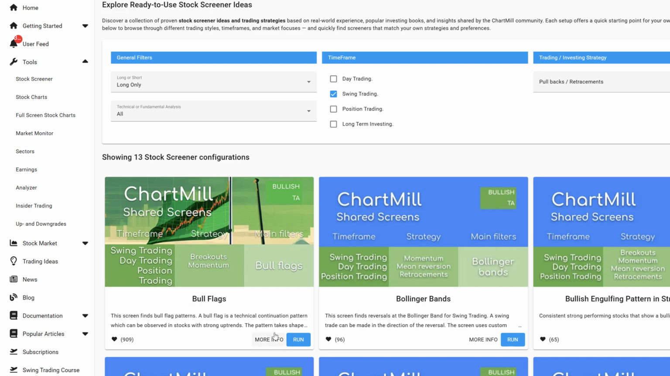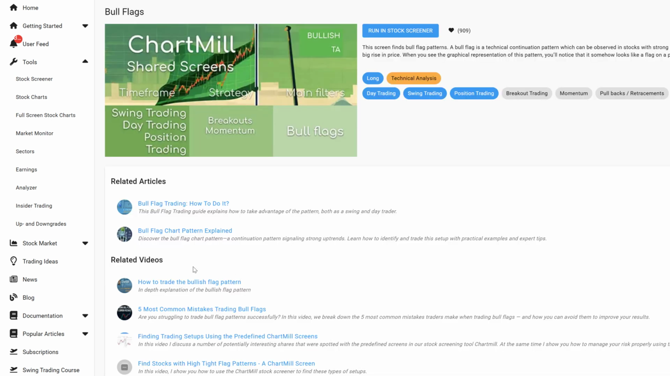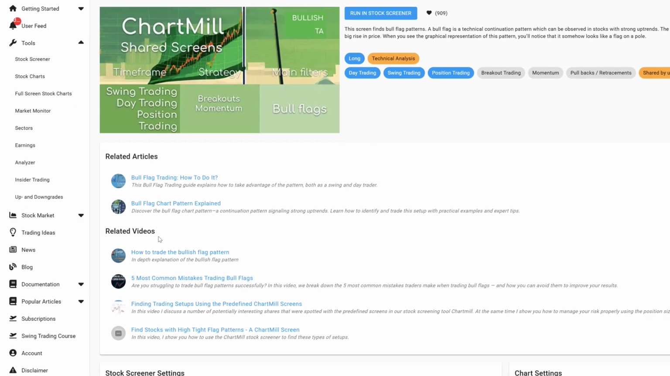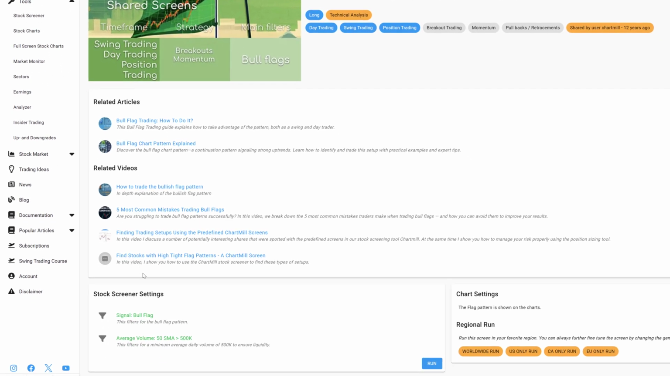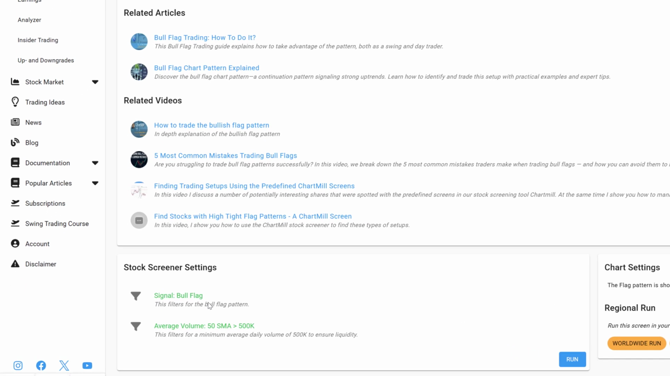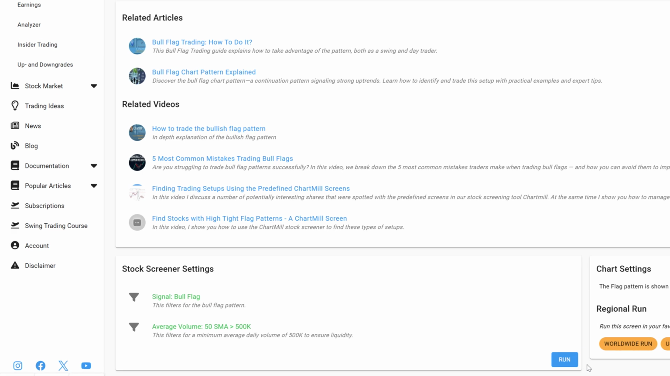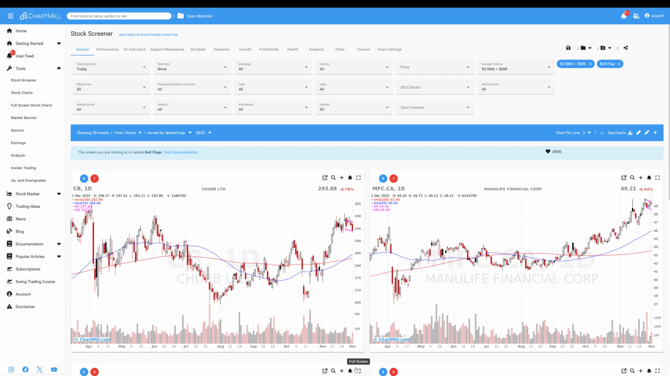If you click more info, you'll find additional details, including specific articles and videos explaining the pattern. Right below that, you can see the basic filters used for this idea. For the bull flag setup, those are very minimal, just a volume filter and the bull flag signal itself. ChartMill automatically detects bull flag patterns for you. Click Run, and you're taken to the stock screener page with all the results.